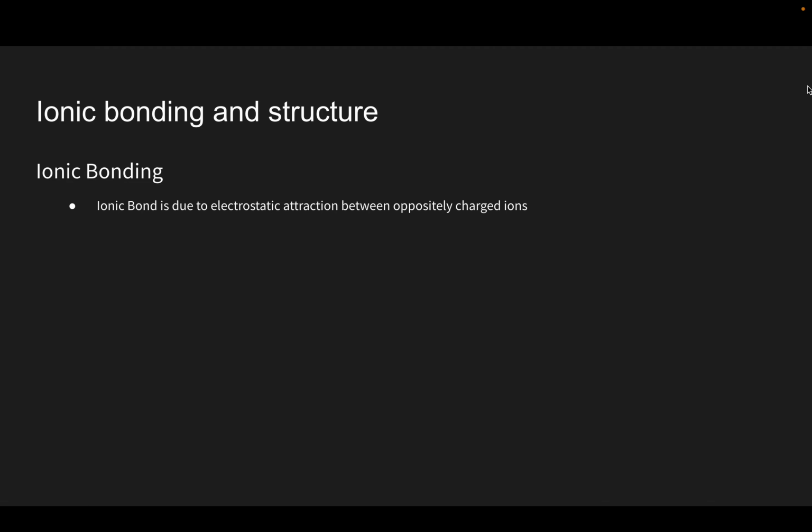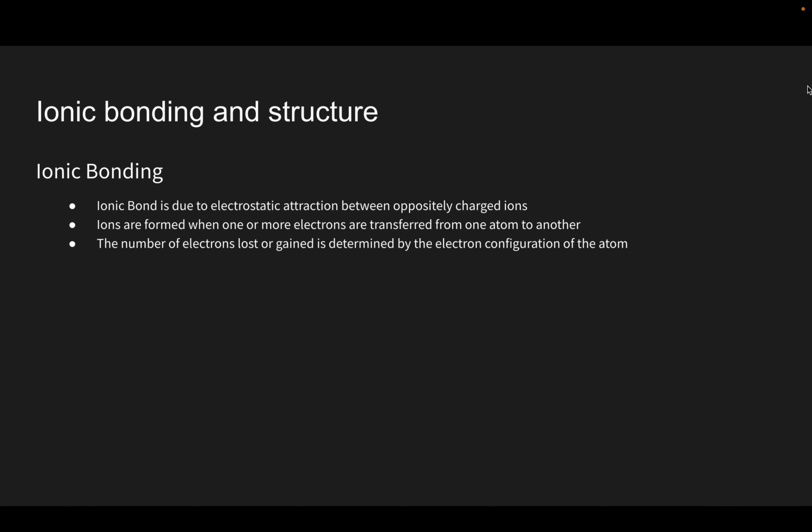And you also have to know these keywords for other definitions of bondings. We'll cover them a little bit later. Second, ions are formed when one or more electrons are transferred from one atom to another. I think you already knew that from MYP. The number of electrons lost or gained is determined by the electron configuration of the atom. We covered electron configuration in the third unit.